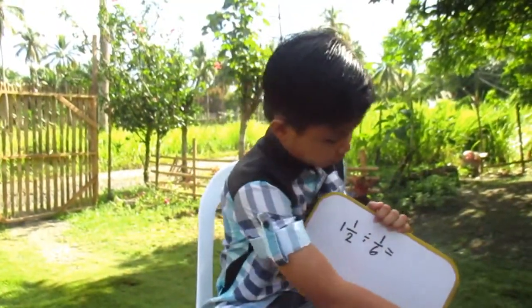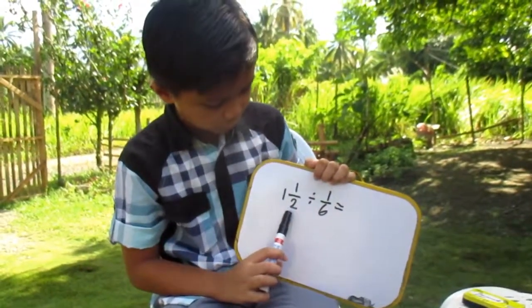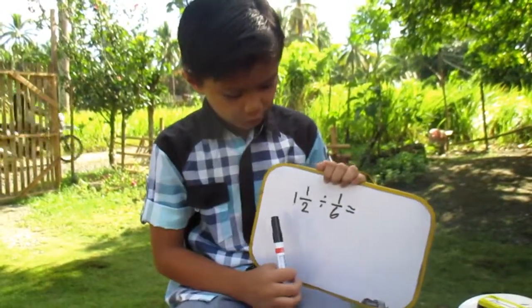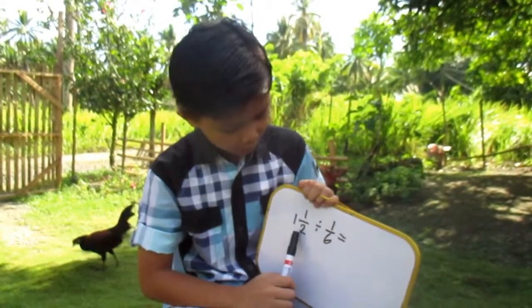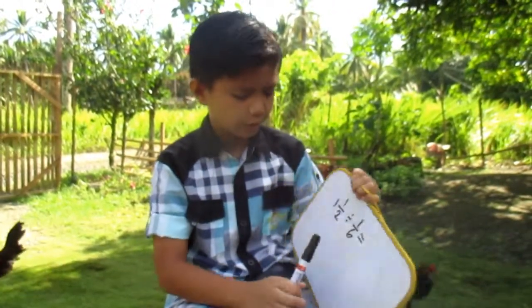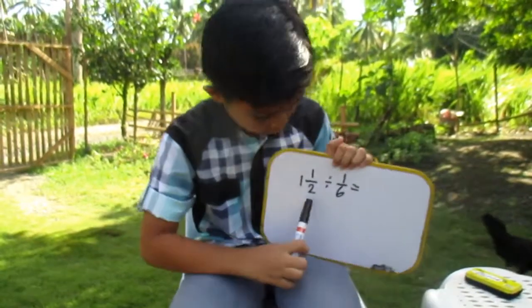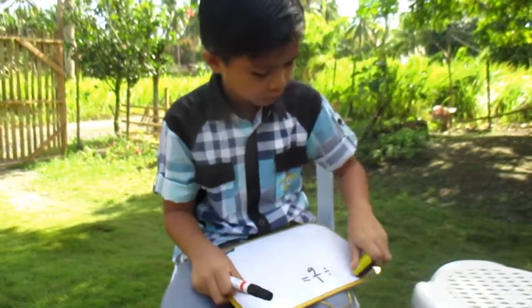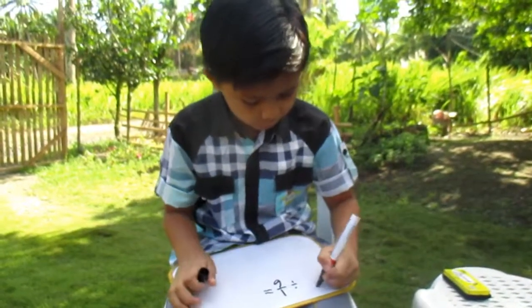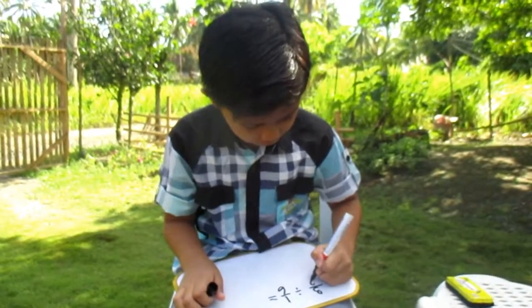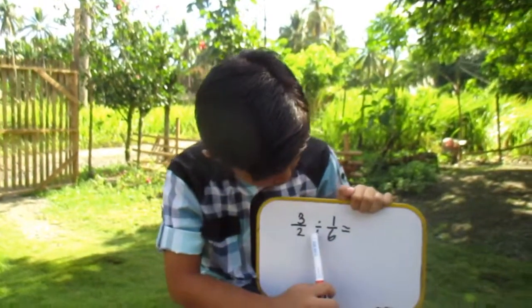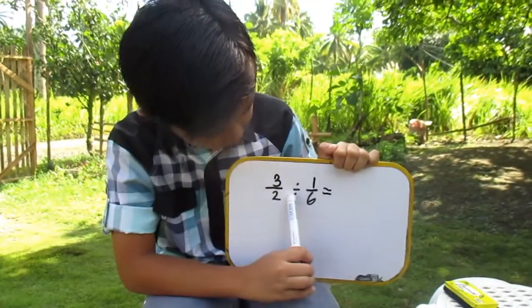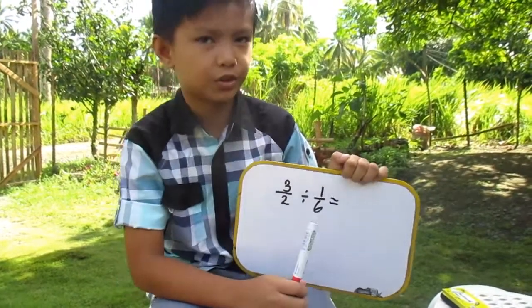So first, we just have to change the mixed number into an improper fraction. So do you still remember it? Okay, so 2 times 1 equals 2, plus 1 equals 3. And then we just have to copy the denominator. So 3/2. And then we just have to change the division into multiplication and reverse 1/6.